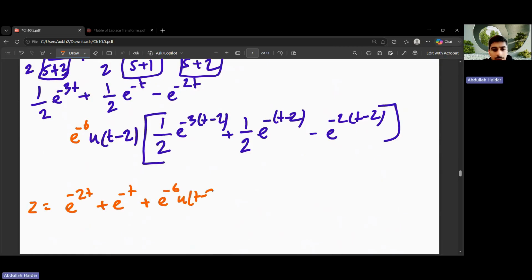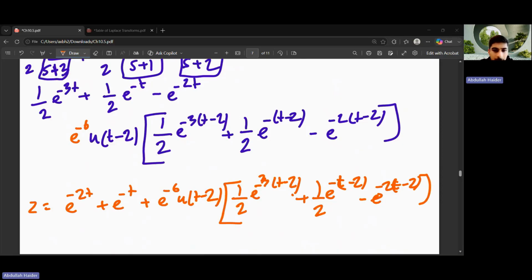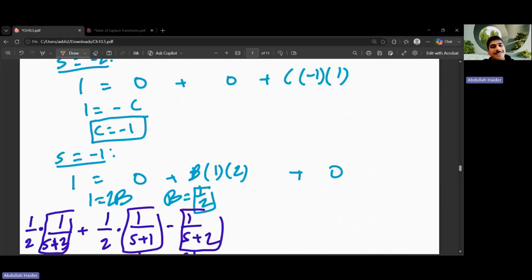u(t minus 2) times 1 over 2 e power minus (t minus 2) minus e power minus 2(t minus 2). And this is the final answer. So this is the final answer of the whole thing.